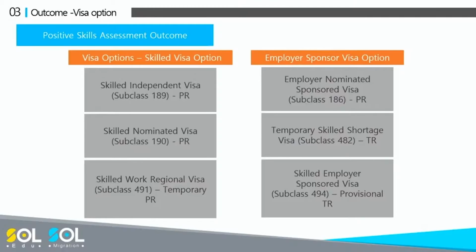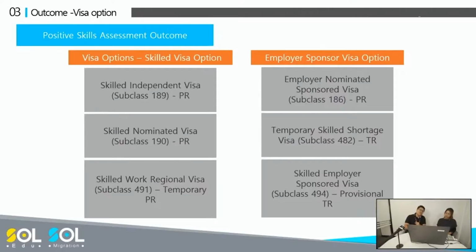Yeah. So like 190, if you get a state nomination approval, then you will get the visa invitation. Then finally you can apply for the PR visa directly. But you must stay in the state that you got the nomination approval for 2 years once you get the PR. And then the last skilled visa option is 491, which I believe is the most famous and the most reasonable and in-demand visa.